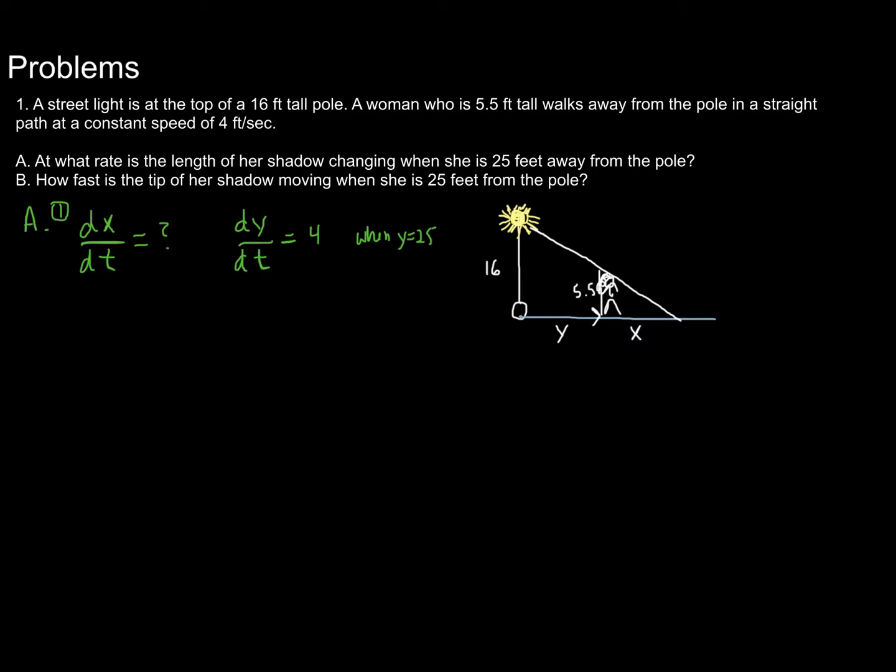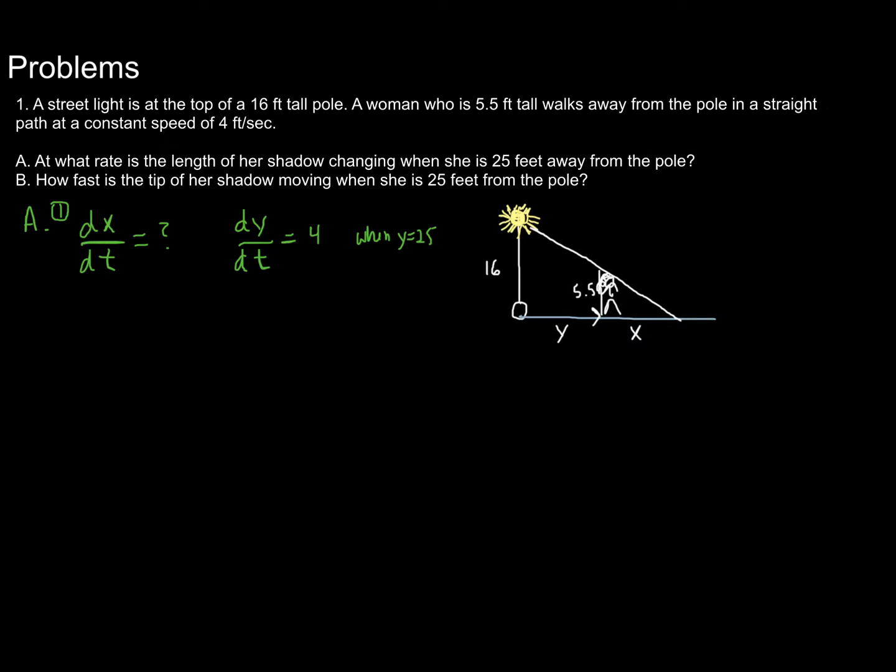Okay, so first off, I know that I'm looking for the rate at which the length of the shadow is changing. Now the length of the shadow is x, so I'm looking for dx/dt, and the rate of change that I know is dy/dt. I know that the distance that the woman is walking away from the pole is increasing at a rate of 4 feet per second. So now I need a relationship between y and x so that I can differentiate it implicitly with respect to time to find a relationship between their rates of change, and then I can solve for the rate of change that I seek.